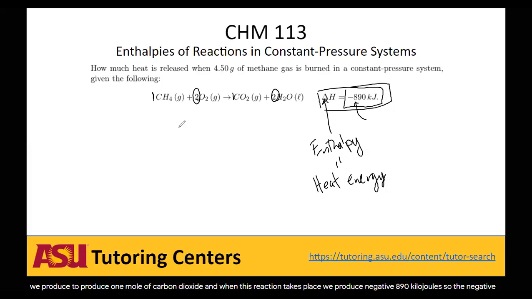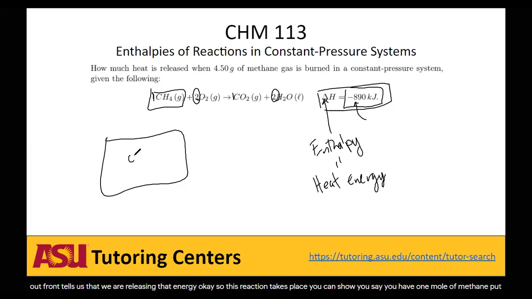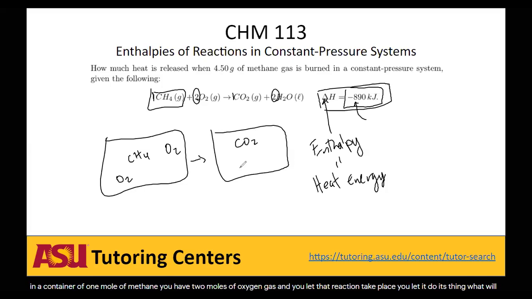So this reaction takes place, you say you have 1 mole of methane, you put it in a container, you have 2 moles of oxygen gas, and you let that reaction take place, you let it do its thing. What it'll produce is you'll have 1 mole of carbon dioxide and 2 moles of water. And during this reaction, you're also going to produce some heat from your reaction vessel. Depending on how well insulated your reaction vessel is, it might not actually leave, but this reaction produces heat.